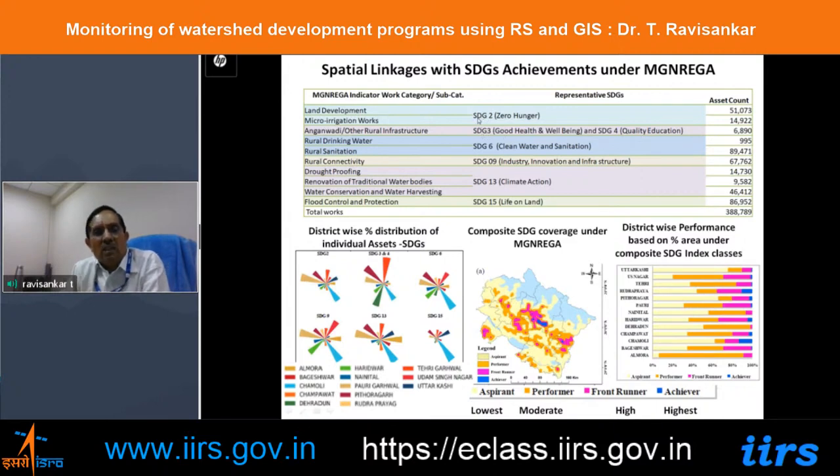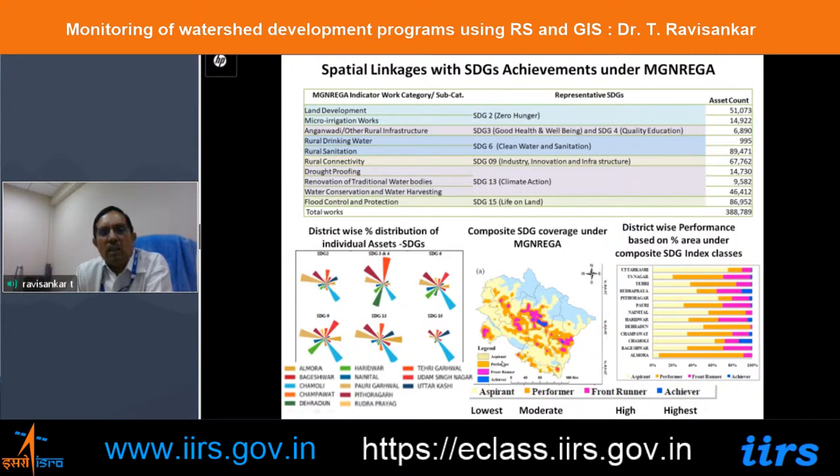Like that, what we are trying to do in this analysis is find the linkage between sustainable development goals and the Manrega assets. And what we could see, we have seen in two aspects. One is individual sustainable development goal-wise, and a composite sustainable development index has been developed, to see which are the good achievers, which are the moderate achievers, which are poor, or which can be improved, or aspirational.